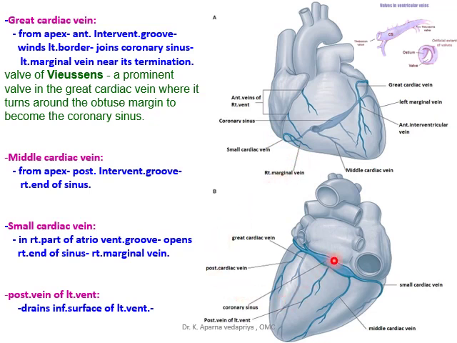So coming to the posterior vein of the left ventricle, it drains the diaphragmatic surface of the left ventricle and drains almost into the middle of the coronary sinus.